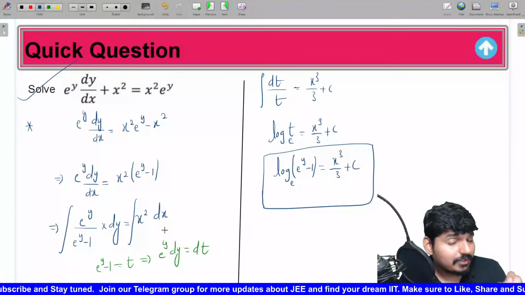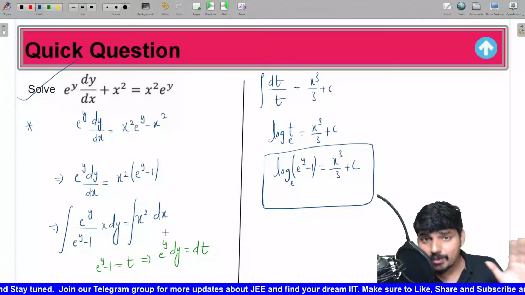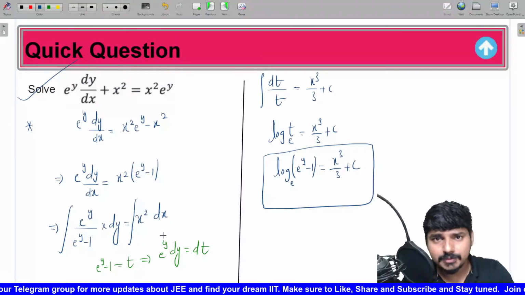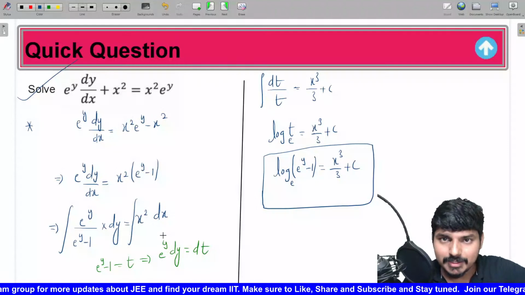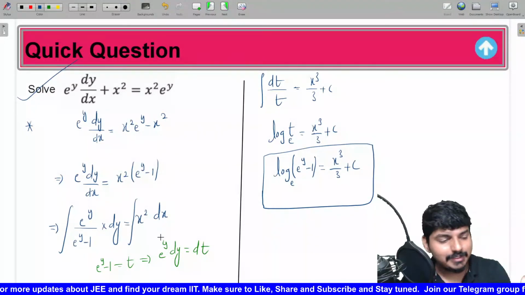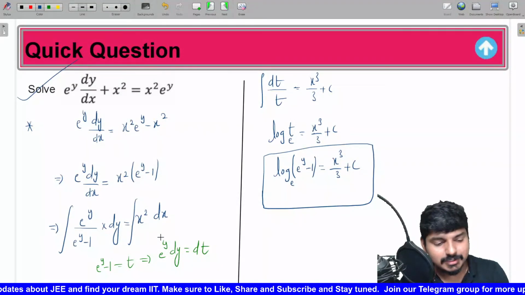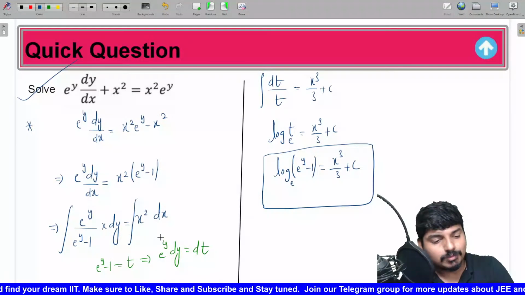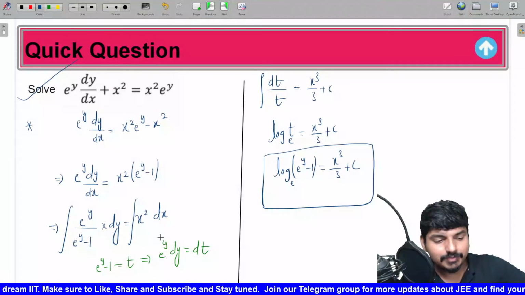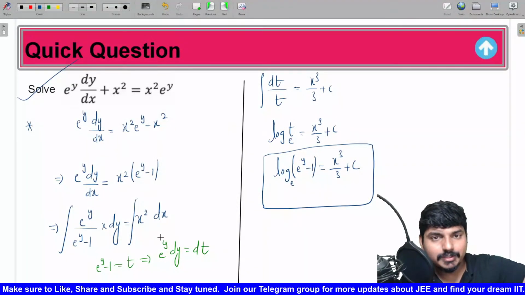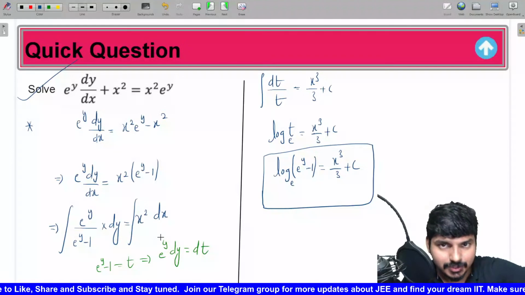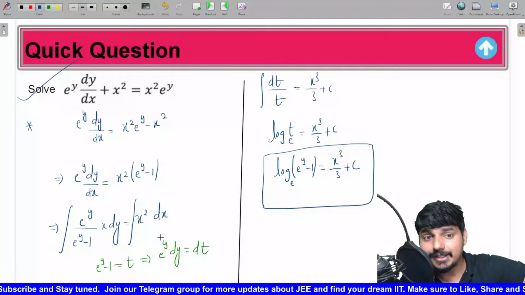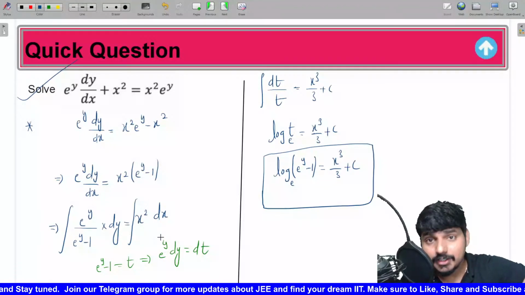And everyone try to understand, in this question, in fact, in this entire chapter, in differential equation chapter, when you apply the method, I told you there are three methods here: variable separable method, homogeneous equation method, and the linear differential equation method. Once you apply the method, whatever the final solution you're going to get, you need to apply the indefinite integration concept to get the final solution.